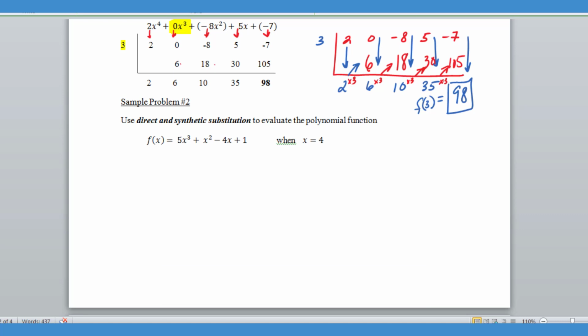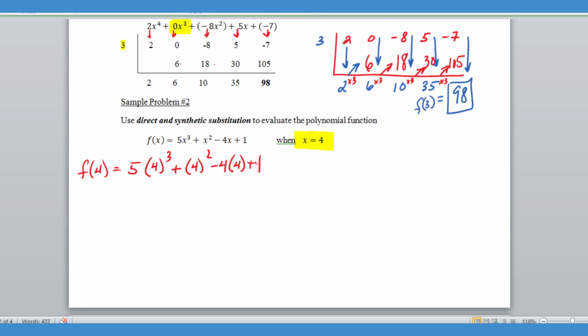Okay, so I'll start with direct substitution, and so we're going to evaluate this function at x equals 4. So I'm going to say f of 4 equals 5 times (4) to the third power plus (4) squared. Notice I use parentheses. Even though I didn't have a negative number, I'm using parentheses all the way across for my substitution. Please get in the habit of doing that, especially when we start having negative numbers being raised to a power. That will be very important.